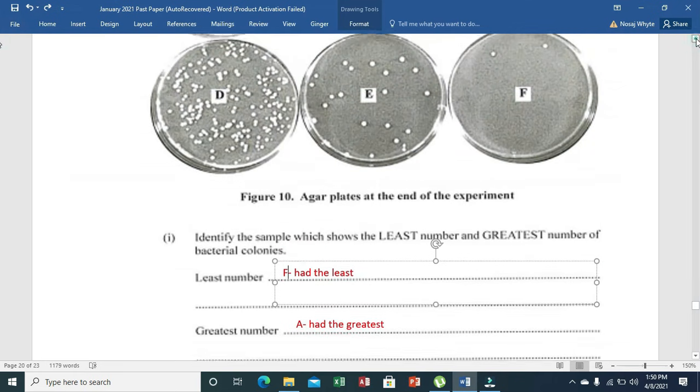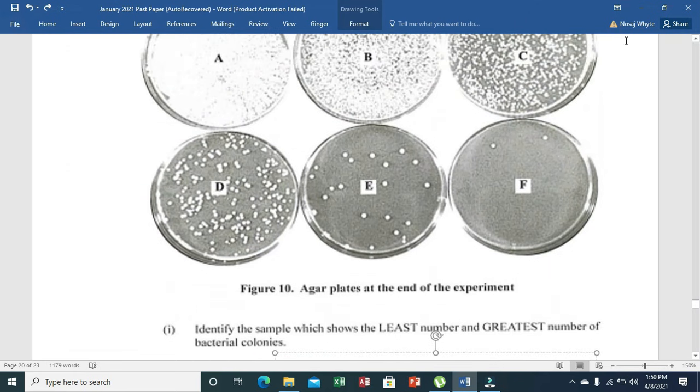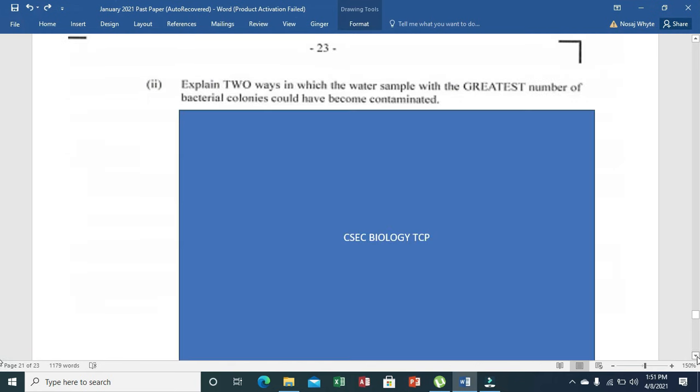So we only have 2 colonies here. So the least number F has the least, and the greatest number A has the greatest. Remember, we said that A has more white area than any other of the plates, so we consider A to have the largest.